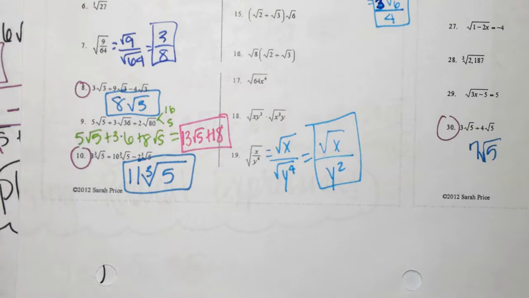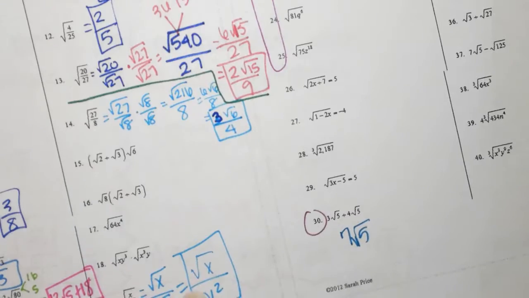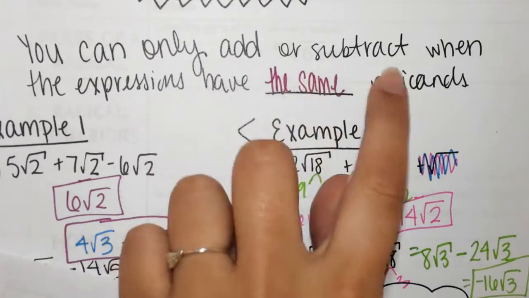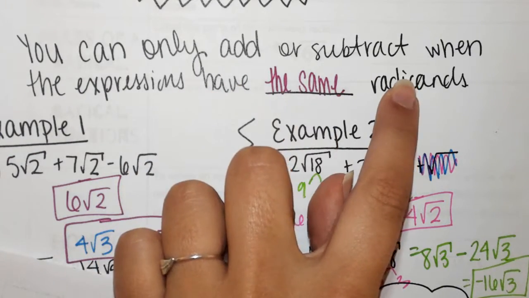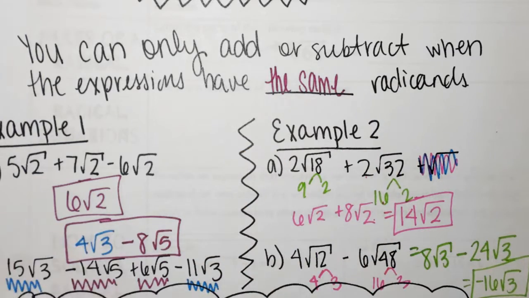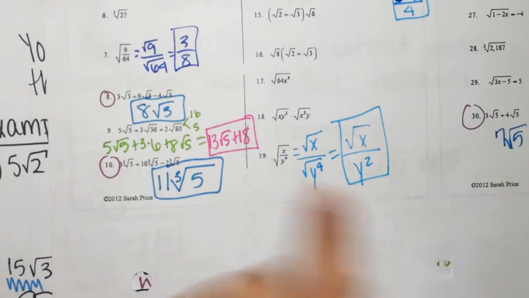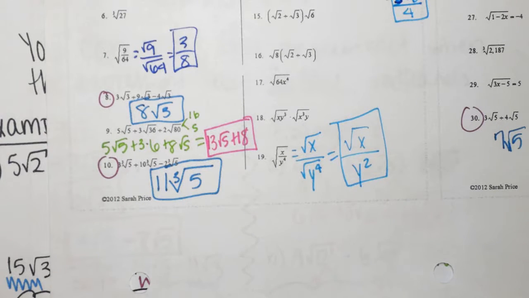13 root 5 plus 18. You don't add 18. You can't add them. 18 doesn't have a radical with it. Didn't we write that in our notes at the beginning? We did. Look right here. You can only add or subtract when the expressions have the same radicands. Did anybody else get 13 root 5 plus 18? Hey, good job, the Fab Four. So what happened with the rest of us?